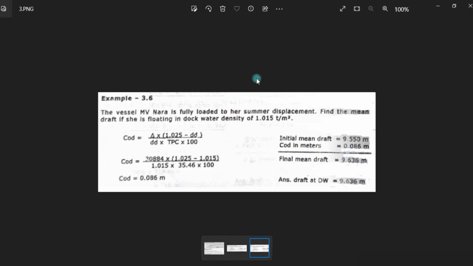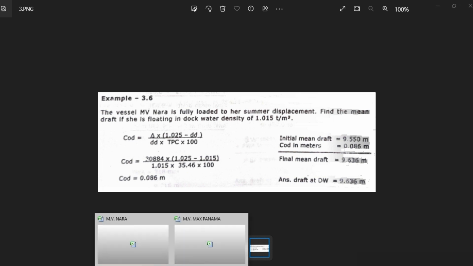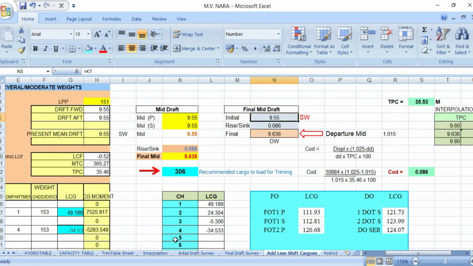But the question does not stop here. What we want to know is what will be the forward and aft draft. So to get the forward and aft draft, this is what we're going to do.